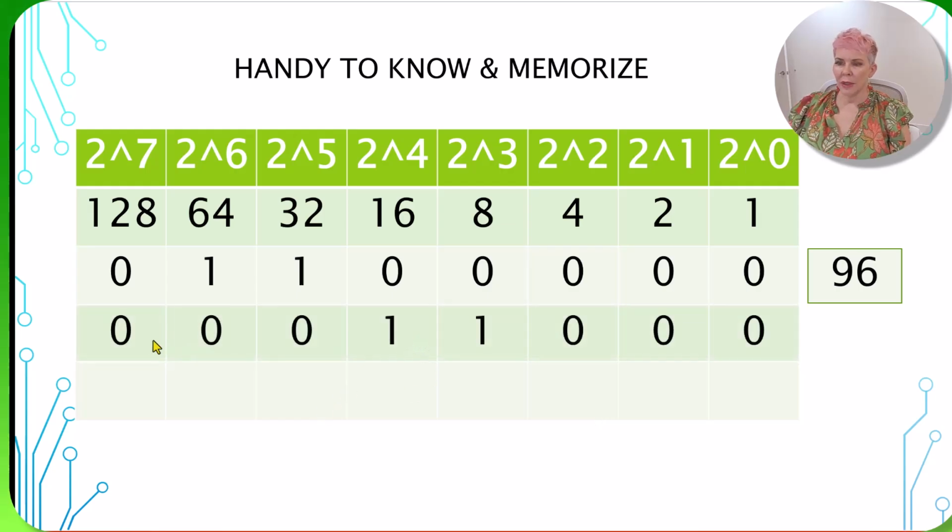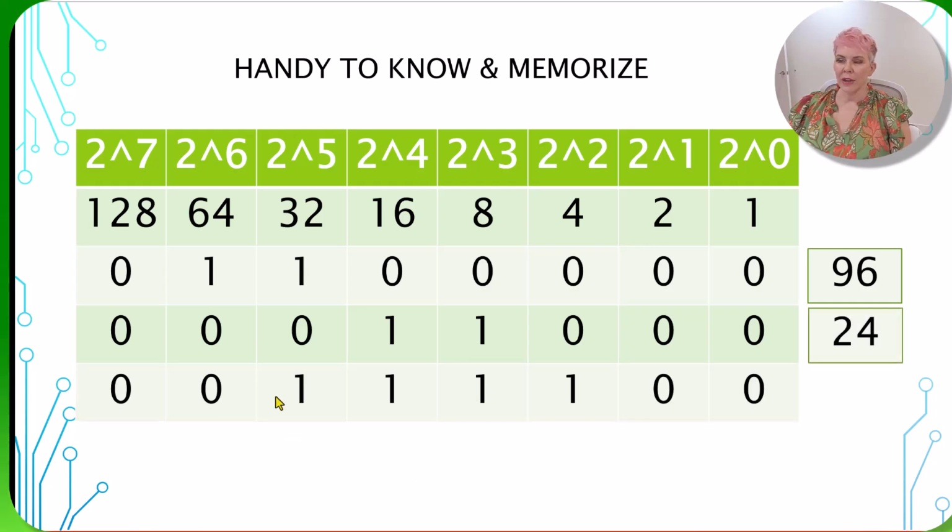Another handy one is 0, 0, 0, 1, 1, 0, 0, 0. This is 24. If you have the 2 middle ones turned on, that is 24. Another easy pattern is when you've got the 4 in the middle turned on. 0, 0, 1, 1, 1, 1, 0, 0. This is 60. If you see the 60 and then you've got the 1, you've got 61.